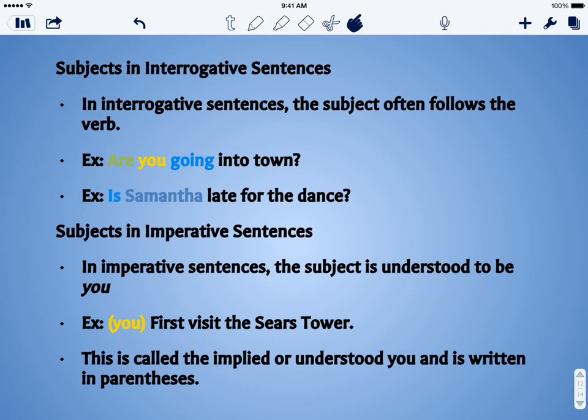In interrogative sentences, the subject often follows the verb. So, are you going into town? Is Samantha late for the dance? So in these sentences, your subject is going to come before your verb. That's the verb, that's the subject.